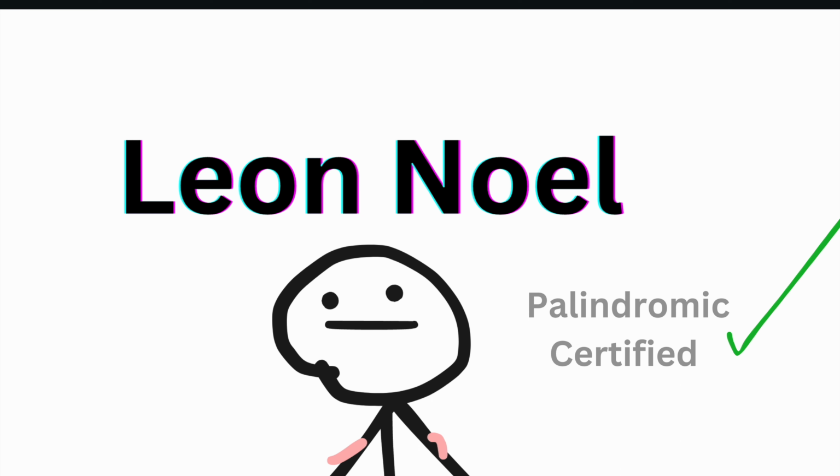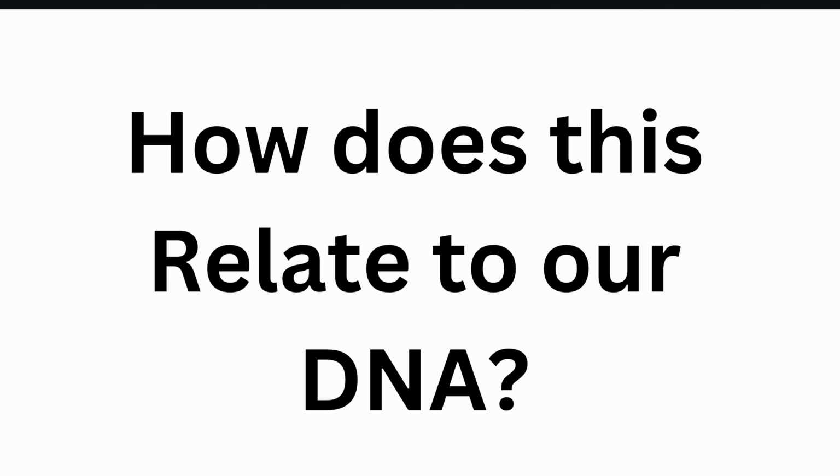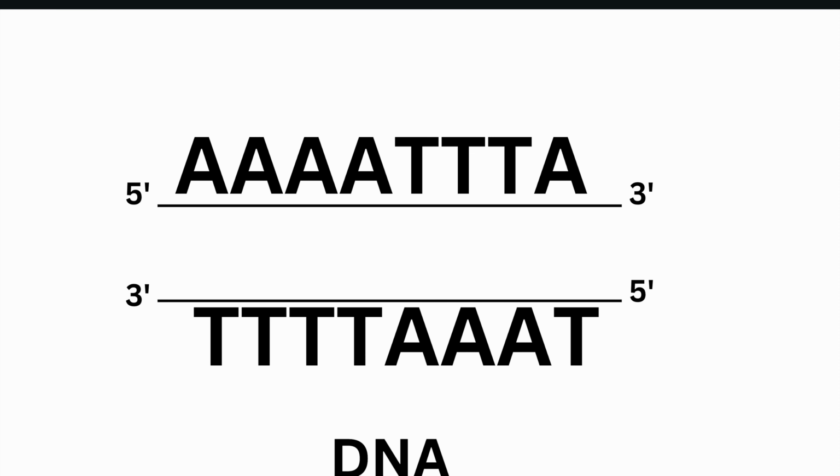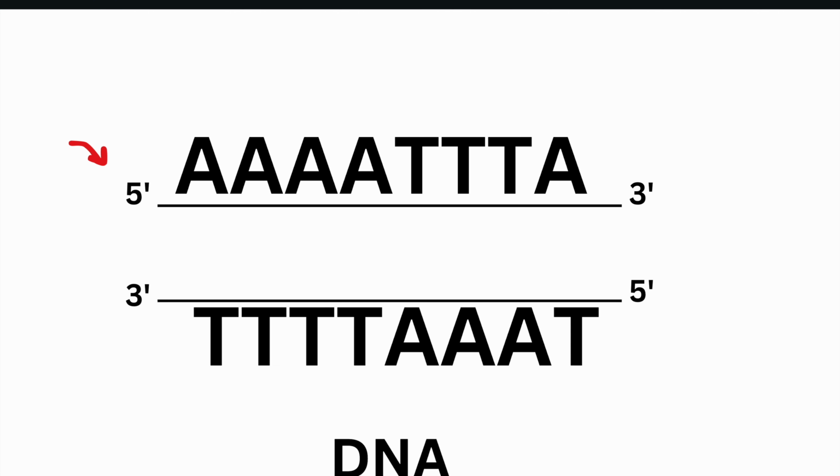Now, why am I going through this process to show that this name is palindromic? And how does this relate to our DNA? Well, what you have to realize is that your DNA is also double-stranded and is also anti-parallel, which means that one of the strands runs from the 5' to the 3', while the other one runs from the 3' to the 5'. All that really means is that they run in opposite directions.